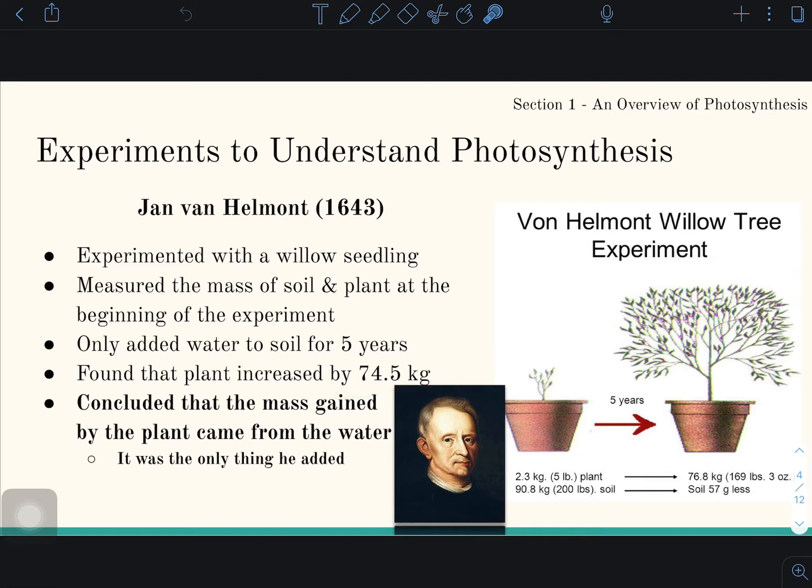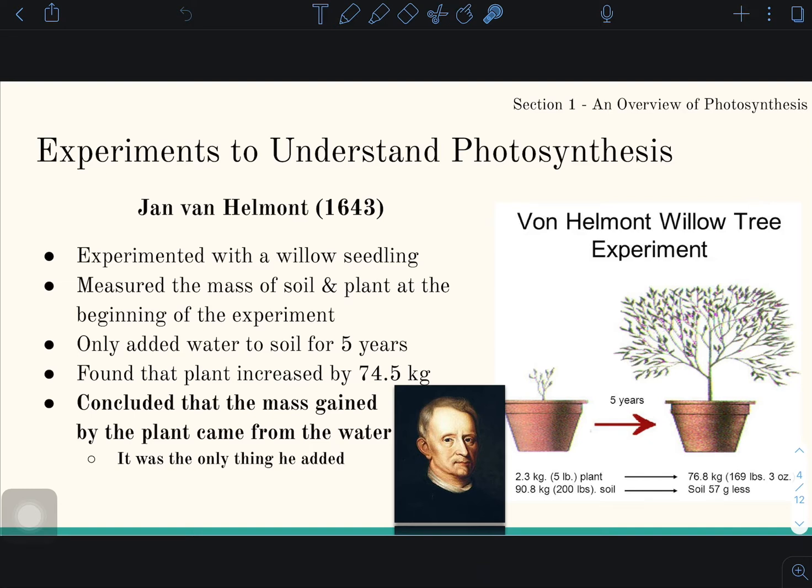Keep in mind, very roughly, a kilogram is about 2 pounds, really 2.2 pounds, but about 2 pounds. So it gained around 140 pounds, essentially, in 5 years.